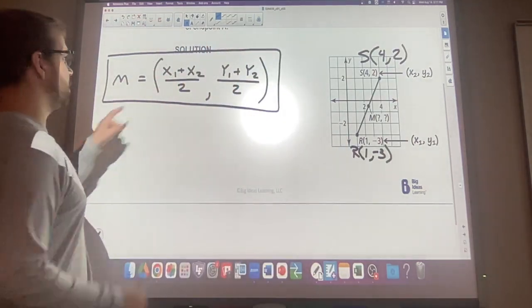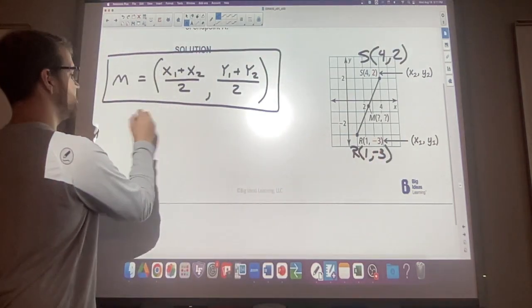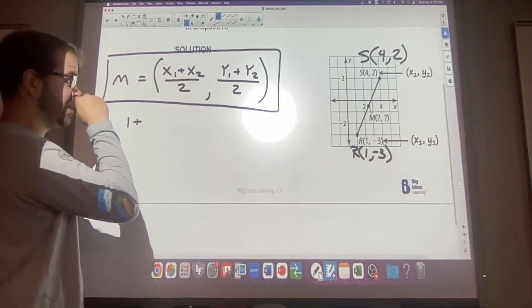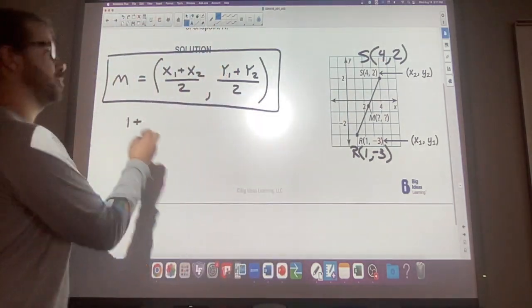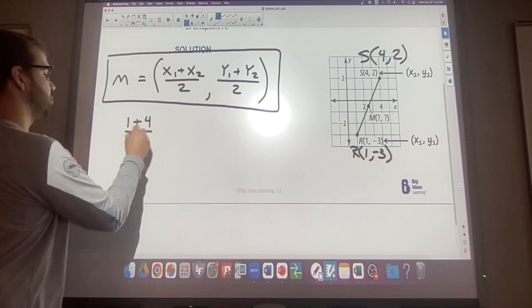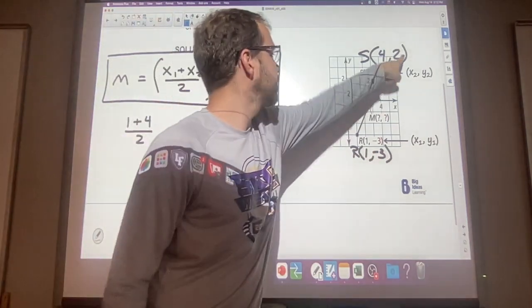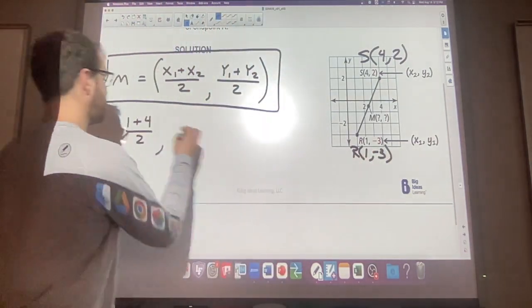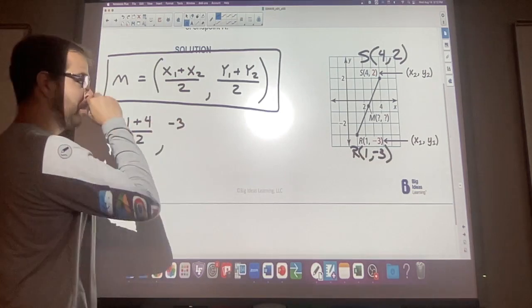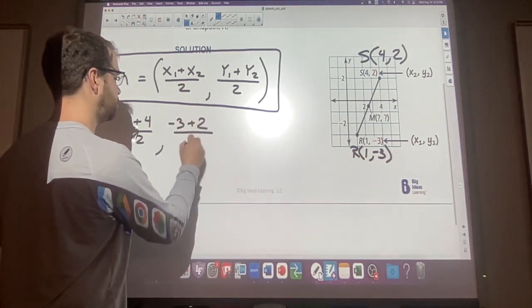So x1 is our first x value, so it'll be 1. So it'll be 1 plus our second x value, which is 4. So it'll be 1 plus 4 over 2. All right, done with that. Now we want to look at the y values, our second number in each point. So y1 is -3, and the other number is 2. So -3 plus 2 divided by 2.